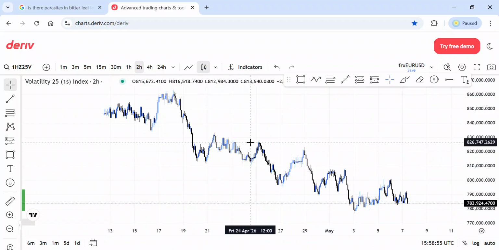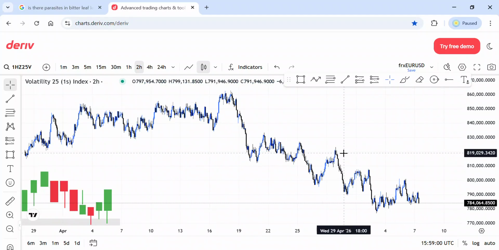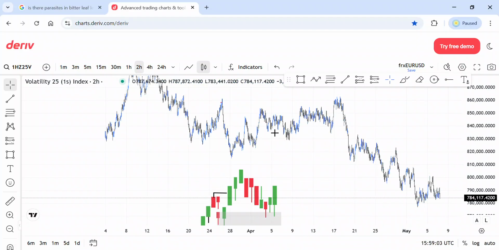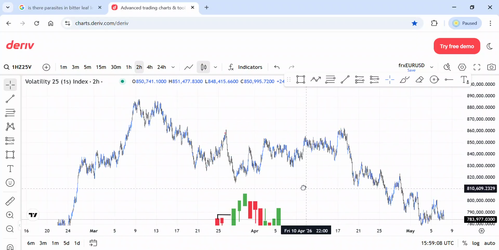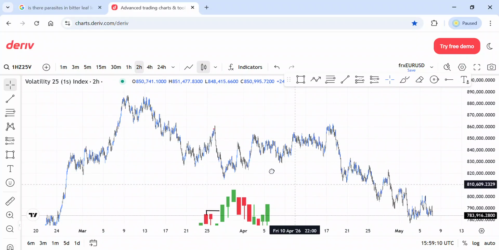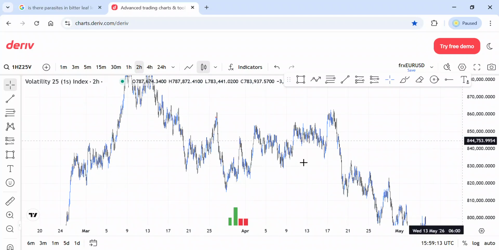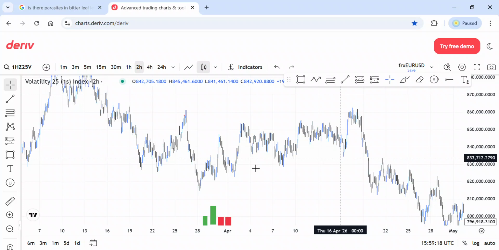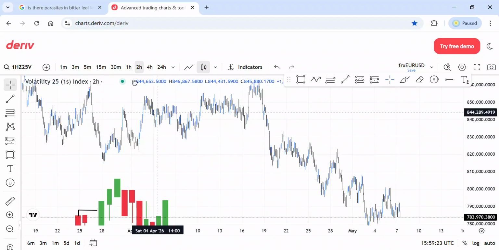Just understand market structure, right? Easy peasy, no stress. Counter trend, that's what we want. I think I have something here. We need a counter trend. That is what we want. Okay, a counter trend.